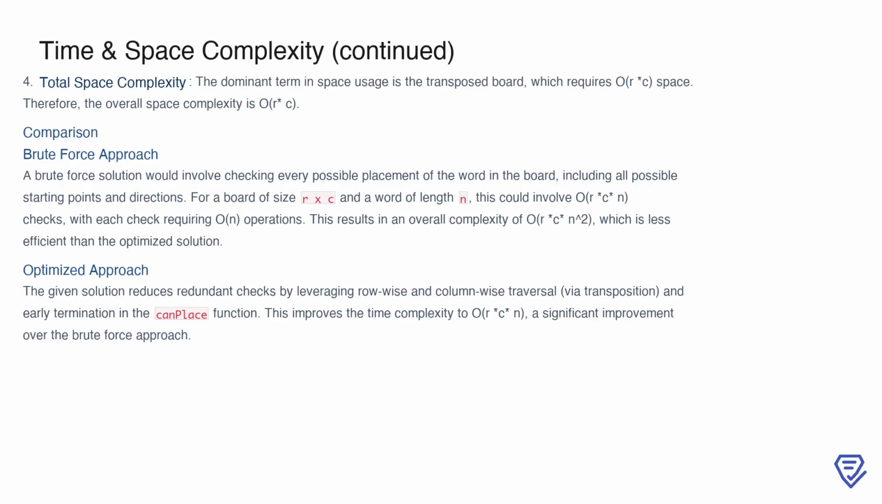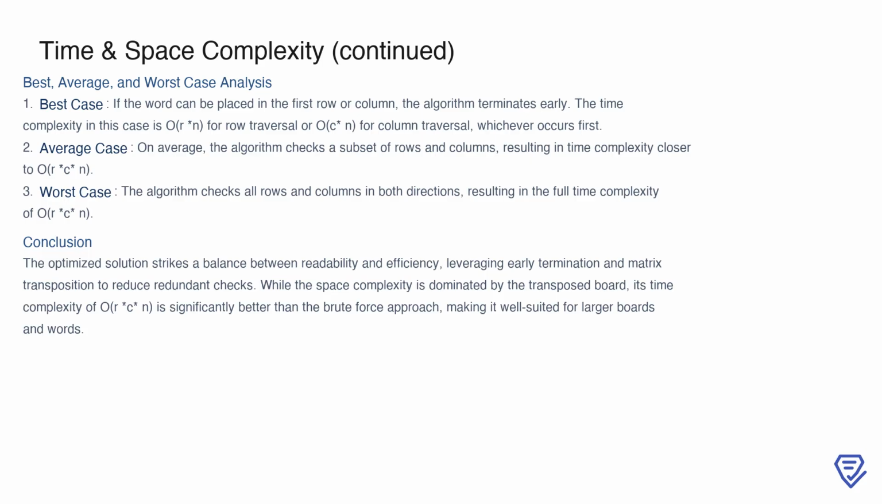The resulting time complexity would be O(R times C times N squared), which is significantly less efficient. The optimized approach avoids redundant checks by leveraging row-wise and column-wise traversal, coupled with early termination in the canPlace function. This reduces the time complexity to O(R * C * N), a substantial improvement over the brute force method. Now, let's consider the best, average, and worst case scenarios for the algorithm.